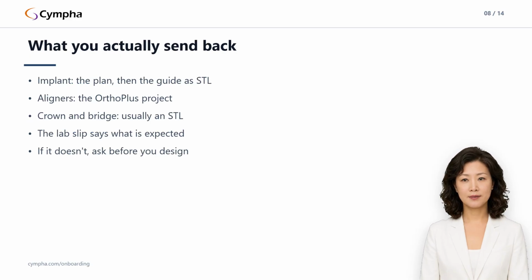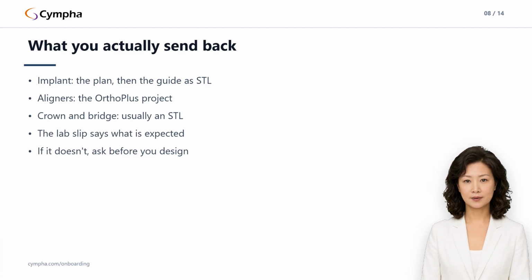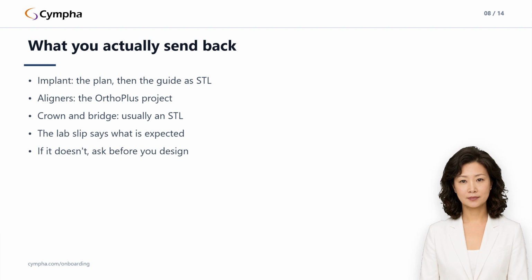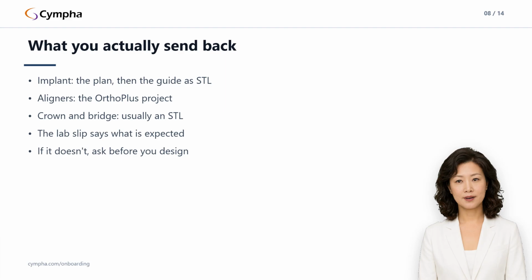Before we talk about sending it back, be clear on what it is, because this is the question a new technician actually has. For an implant there are 2 deliverables in sequence: first the plan, meaning the implant position, angle and depth, and once the doctor has approved that, the guide itself as an STL file. For aligners it is the Ortho Plus project. For crown and bridge work it is usually an STL. If you are ever unsure what your lab expects, the lab slip on the case should say, and if it does not, ask your lab manager in the chat before you design rather than after.